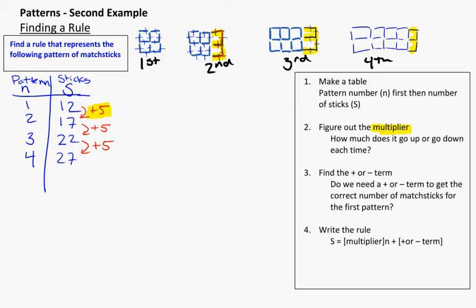The next thing that we want to figure out is whether or not we need a plus or minus term. There's a couple of ways to do that, and the first thing I might go with here is a visual one. For each of these new patterns, you'll notice that the 5 matchsticks on the end are the parts that have been added. So if I highlight those 5 matchsticks on the very first pattern, how many matchsticks are left in there? We've got 1, 2, 3, 4, 5, 6, 7. 7 matchsticks.